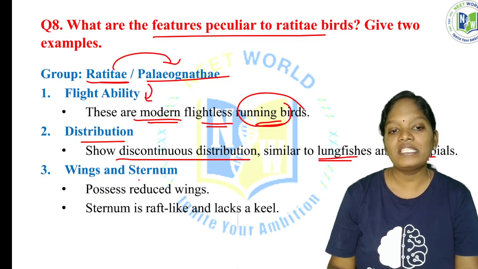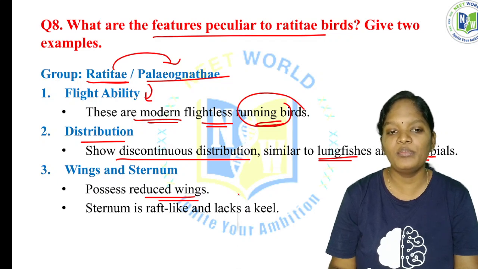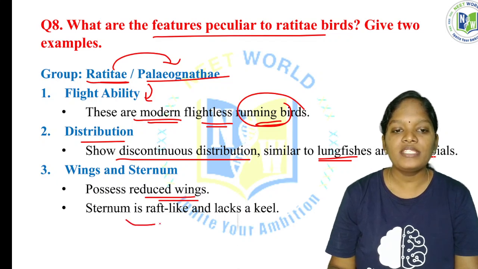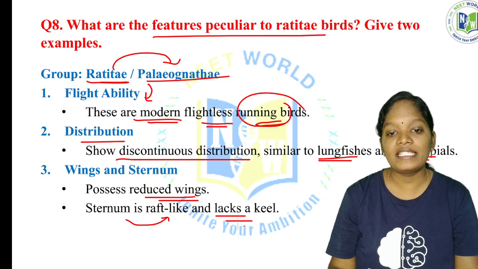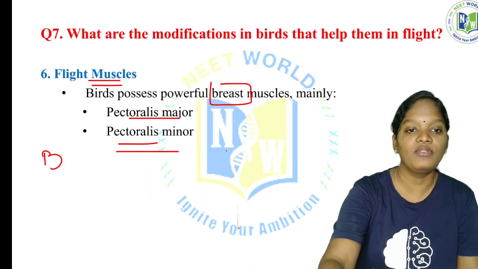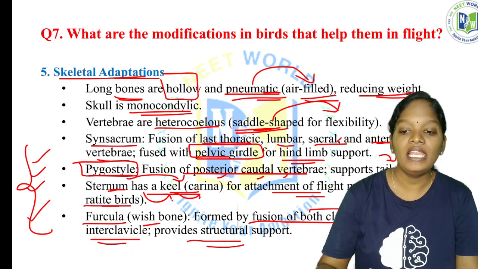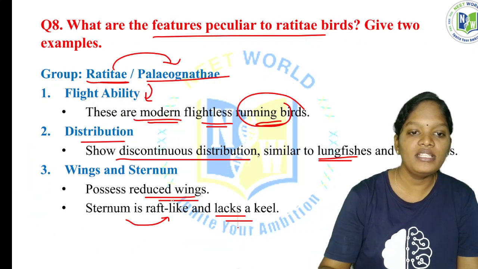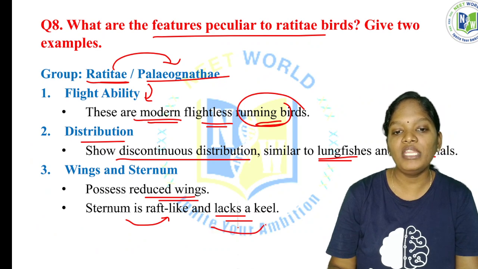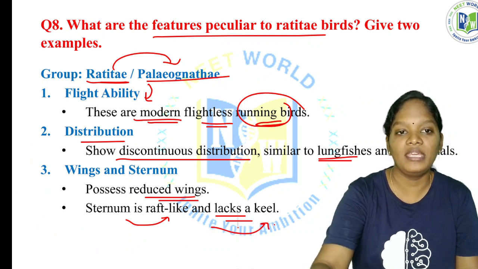How are their wings and sternum adapted? They possess reduced wings because they are flightless. That is why the wings are not functioning properly and are not developed properly. Now the sternum is raft-like and it lacks a keel. Okay, so what is the keel? The keel is on the sternum. In the case of flight birds the sternum has a keel, but there is no keel present in the ratite birds.